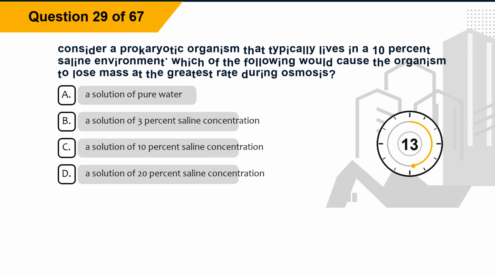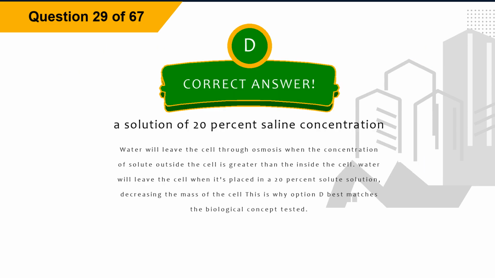Option A, a solution of pure water. Option B, a solution of 3% saline concentration. Option C, a solution of 10% saline concentration. Option D, a solution of 20% saline concentration. The correct answer is option D, a solution of 20% saline concentration.